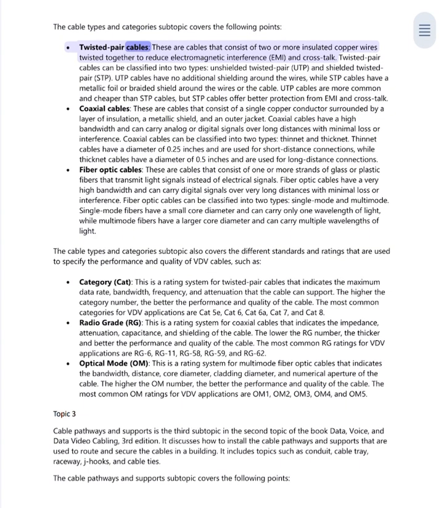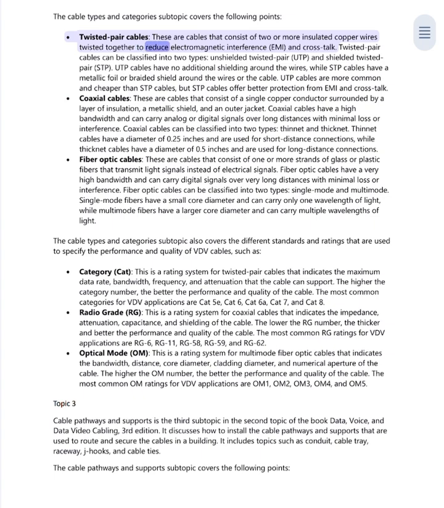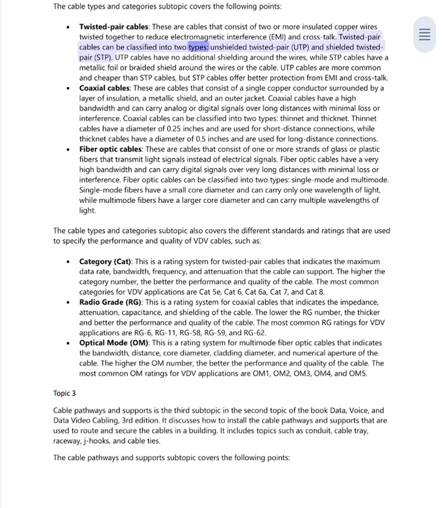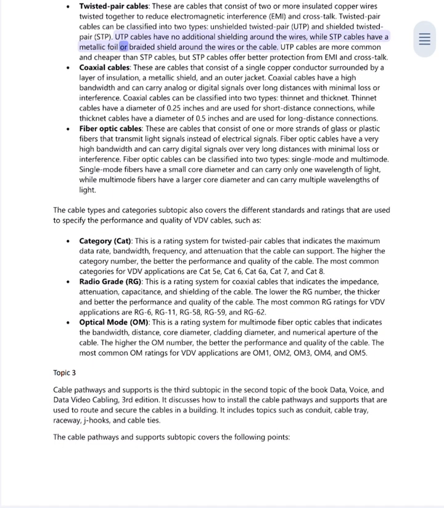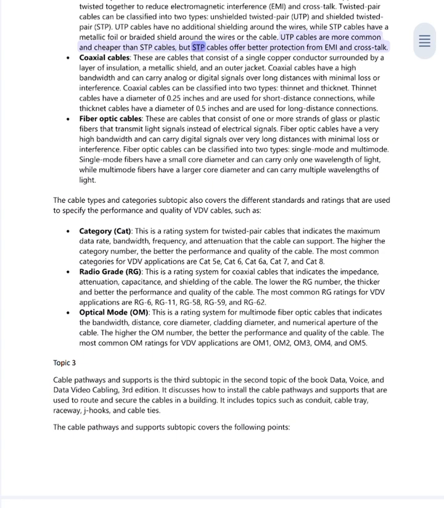Twisted pair cables. These are cables that consist of 2 or more insulated copper wires twisted together to reduce electromagnetic interference, EMI, and crosstalk. Twisted pair cables can be classified into 2 types: unshielded twisted pair, UTP, and shielded twisted pair, STP. UTP cables have no additional shielding around the wires, while STP cables have a metallic foil or braided shield around the wires or the cable. UTP cables are more common and cheaper than STP cables, but STP cables offer better protection from EMI and crosstalk.